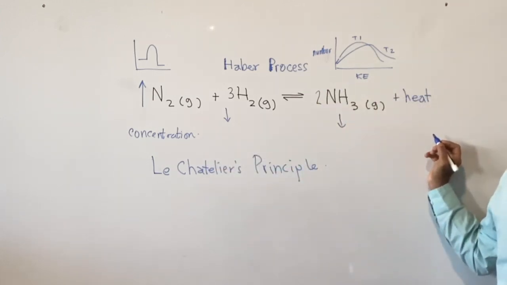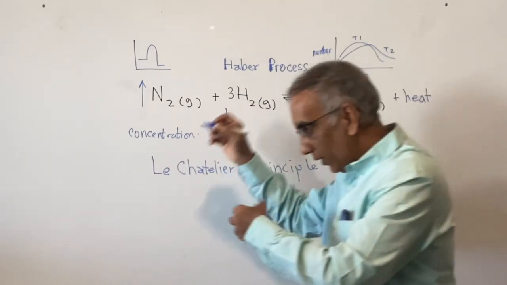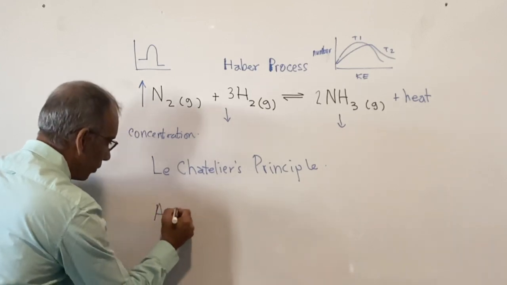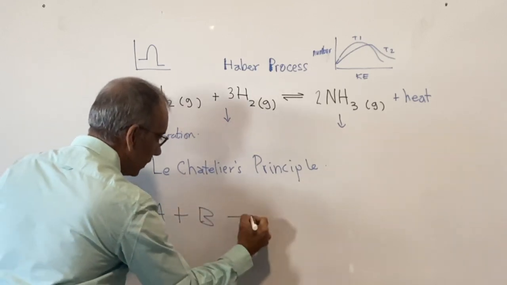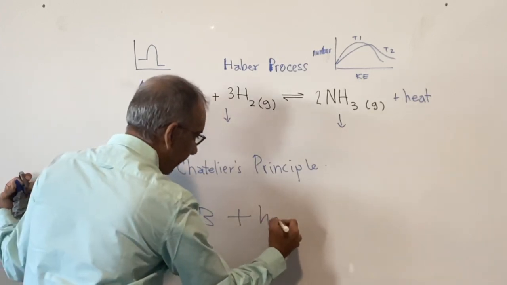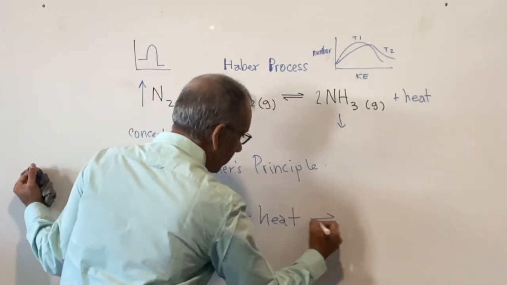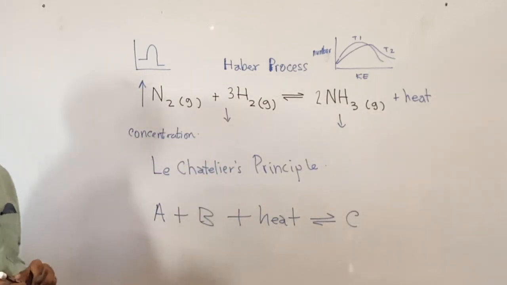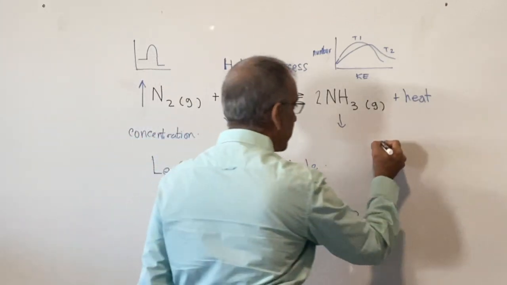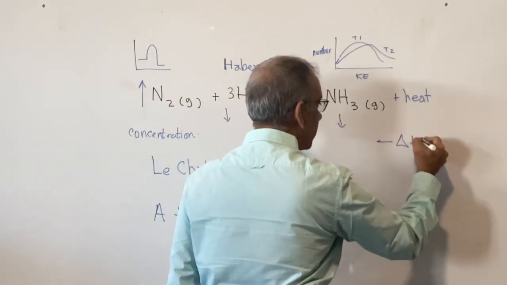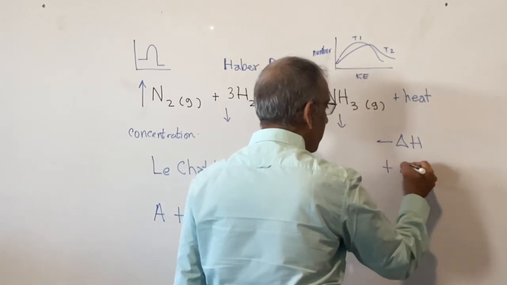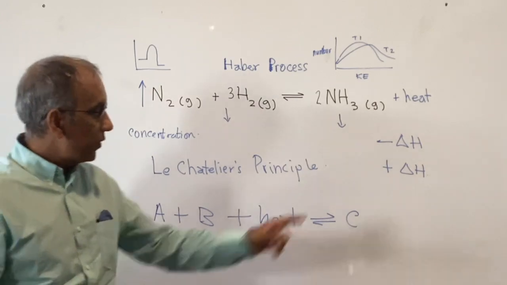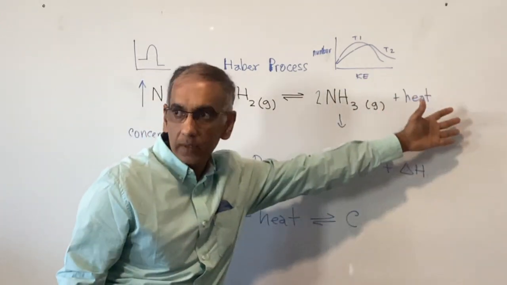So in an exothermic reaction, we are putting heat as a product. And then if we have the reverse of an exothermic reaction, which is an endothermic reaction, let's just put one like this: A plus B plus heat to give C. This one would be endothermic. Every time we have an exothermic reaction, it is negative delta H, and an endothermic reaction is positive delta H. This one gives off heat, so it's like heat is a product.